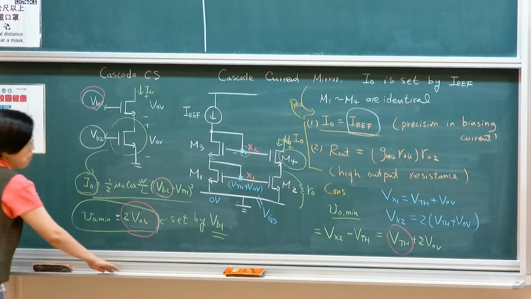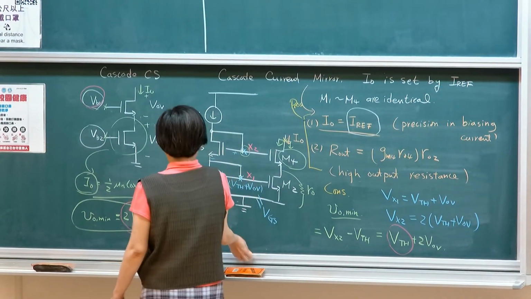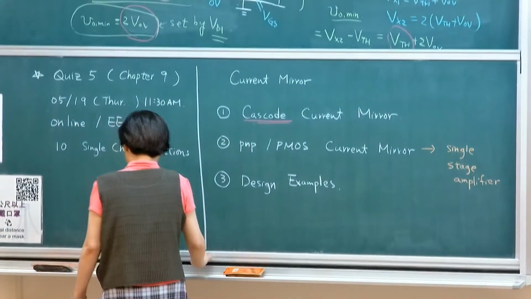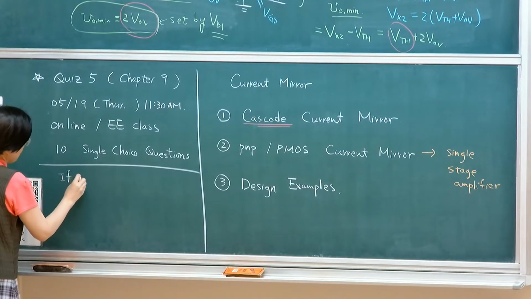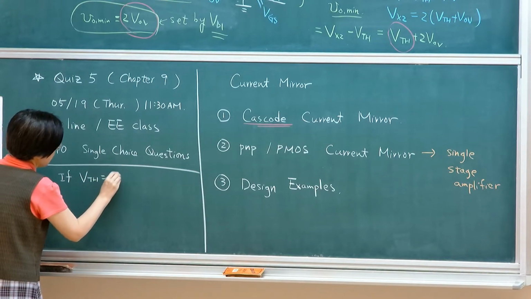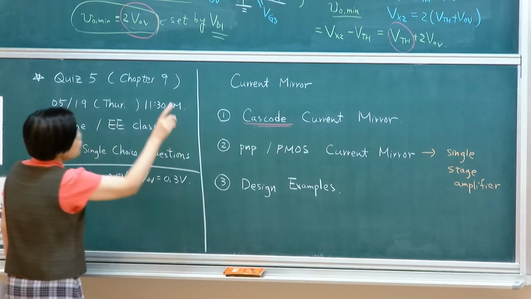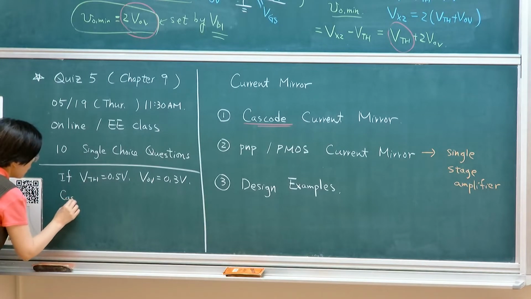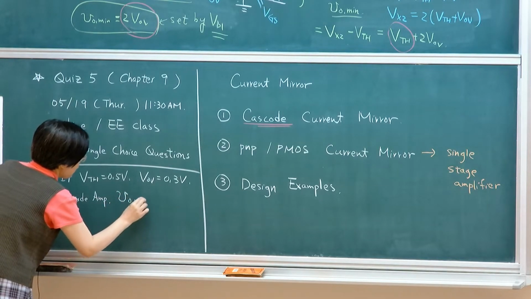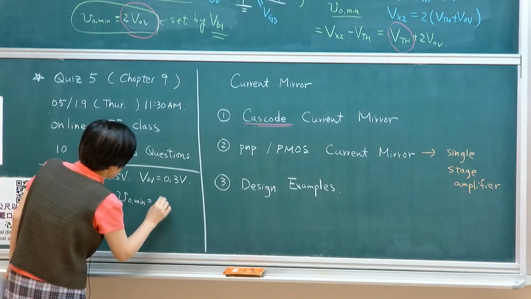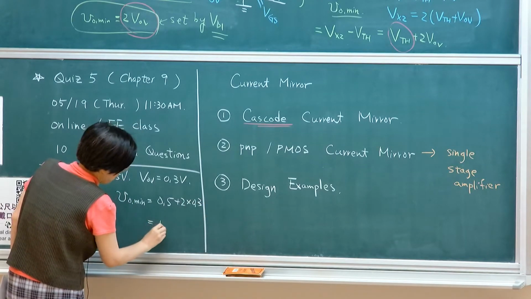If I give you an arbitrary number, let's say a threshold voltage of 0.5 volt is typical, and your overdrive in a design is typically maybe 0.3 volt. So on the cascode amp, your VO minimum, based on the calculation, should be 0.5 plus 2 times 0.2. This would give me 1.1 volt.